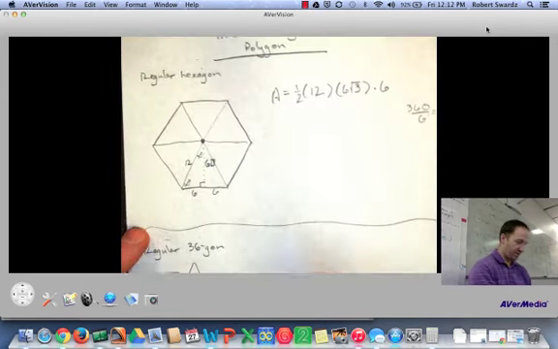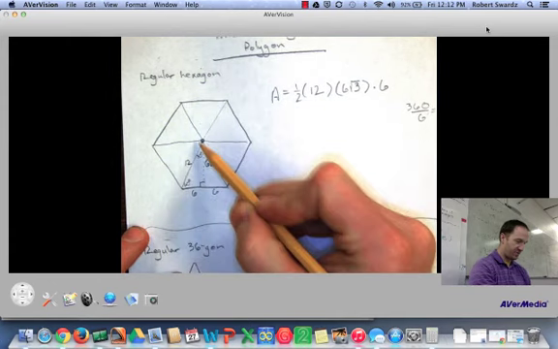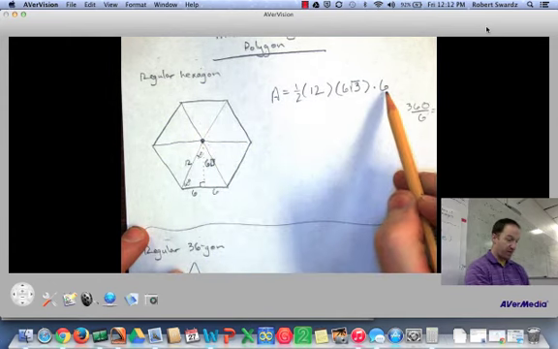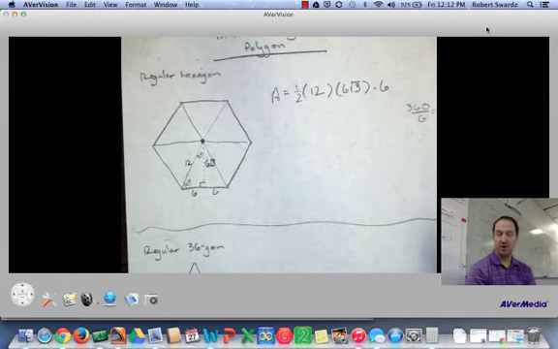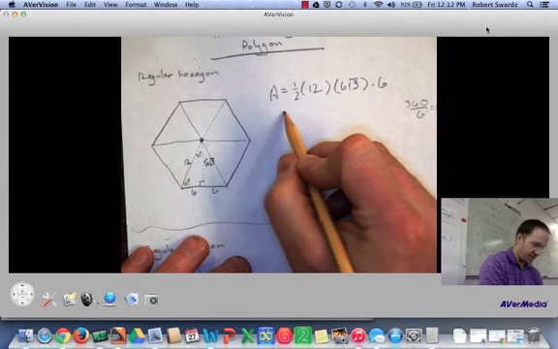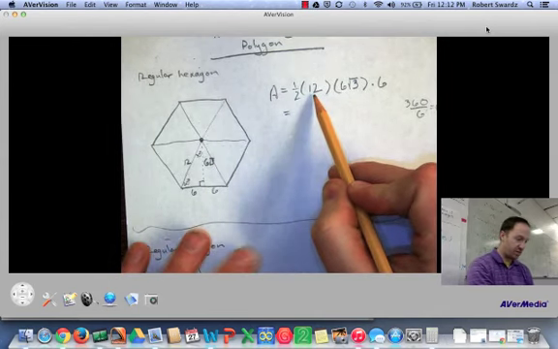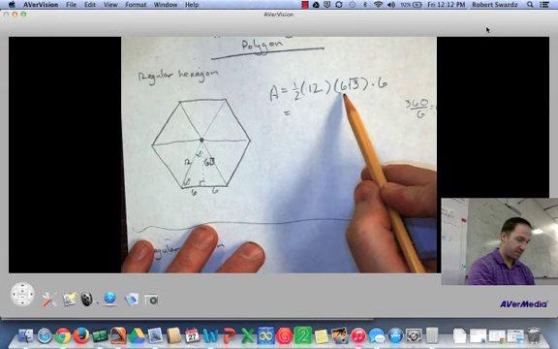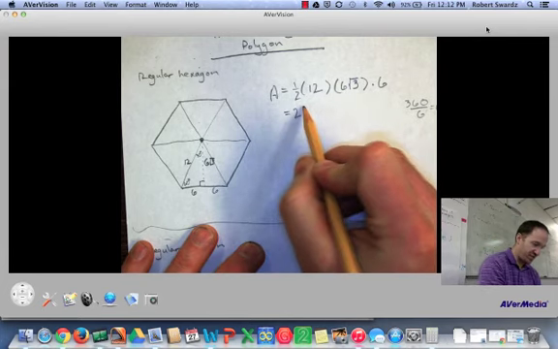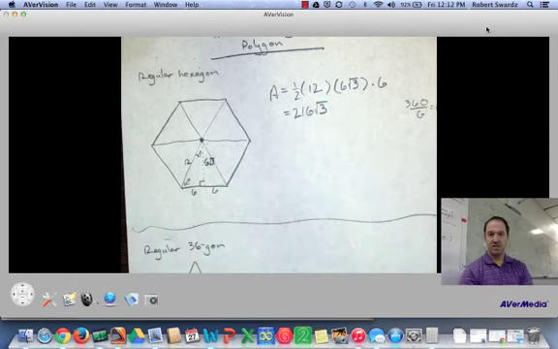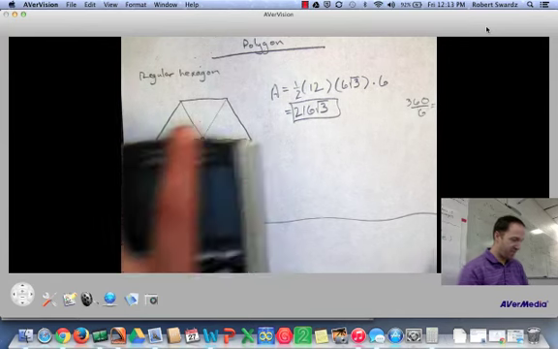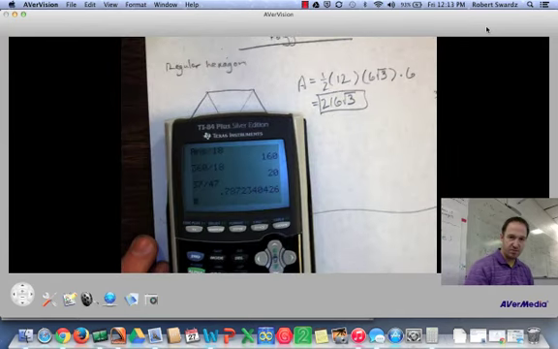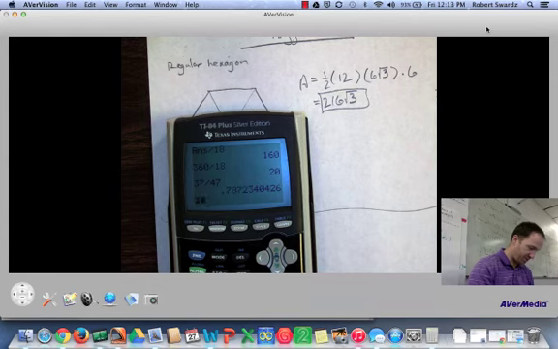Now we've got everything we need. 1/2 times 12 times 6√3 gives us the area of one of those triangles. You multiply it by 6 because there are 6 triangles that make up the hexagon, and you've got your area. So let's do that. Half of 12 is 6, times 6 is 36, times another 6 is 216√3. So that's an exact answer. If you wanted to write it as a decimal, you could. We just plug in 216 times the square root of 3.